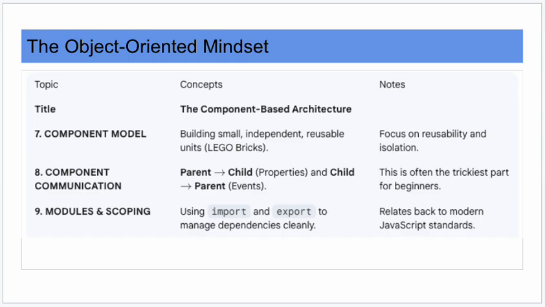Ninth, JavaScript modules and scoping. Remember we talked about ES6? Every LWC is a module. You need to know how to import functions and variables from other components or utility files, and how to export them for others to use. This keeps your code clean and organized.